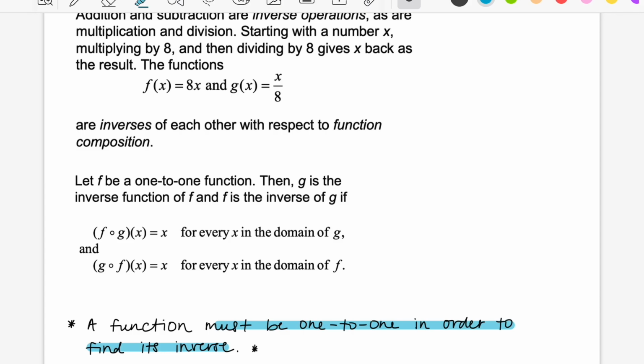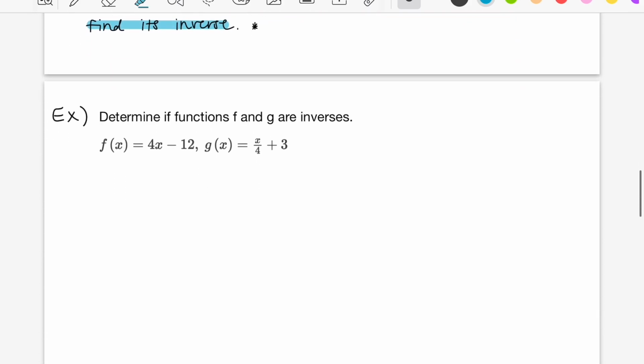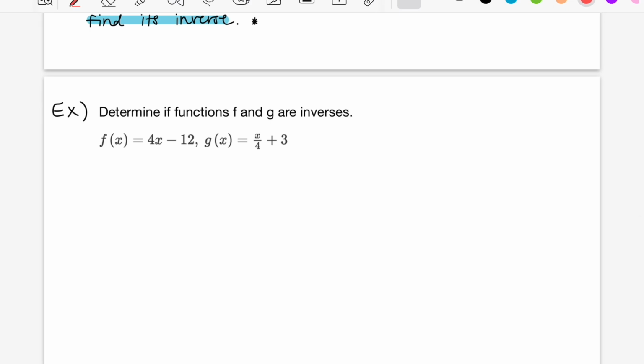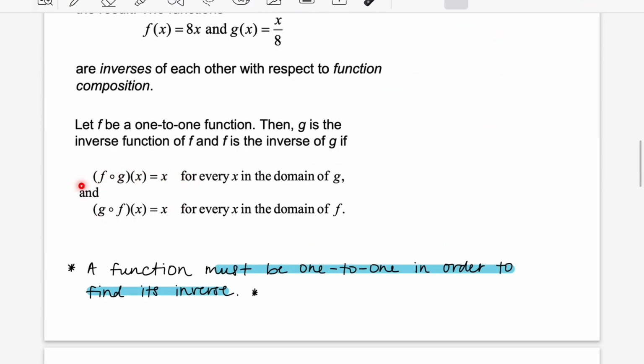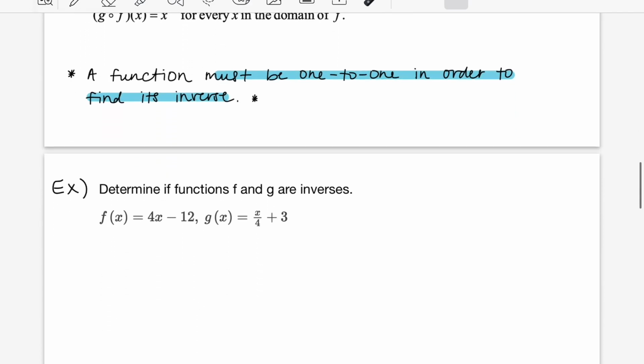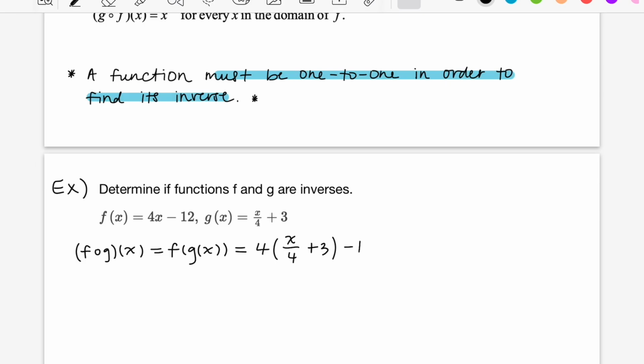Okay? So let's look at this example. We want to determine if these functions f and g are inverses of each other. We can do so by making sure that both of these are true. We need this to be true and this to be true. First we'll look at the composition f of g of x. This just means we need to plug g of x into our function f of x. So we plug in our entire g of x wherever we see an x in f. So we get 4 times x over 4 plus 3, minus 12.